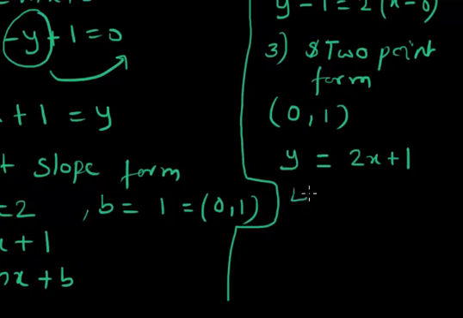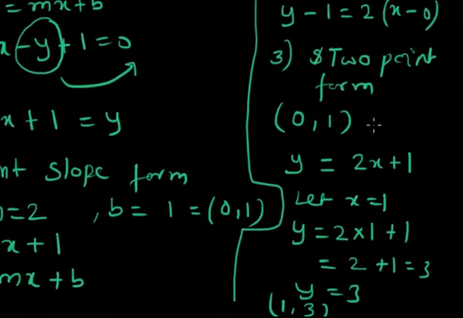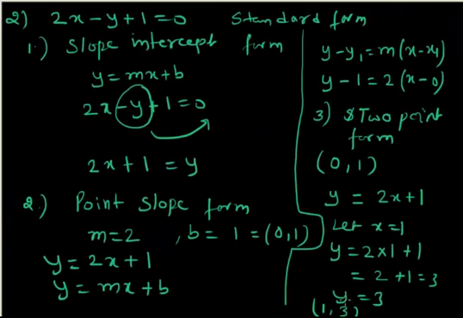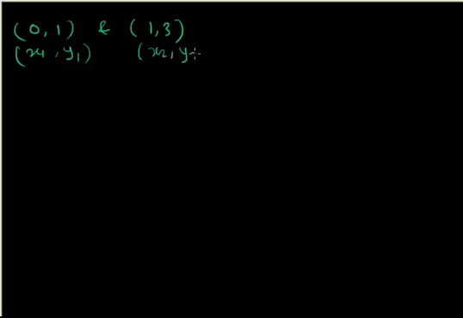Let us suppose x is 1. Let x be 1, so I have y equals 2 times x plus 1. So 2 times 1 is 2, plus 1 equals 3. So y is 3. So the second point is (1, 3). I have (0, 1) and (1, 3). (0, 1) and (1, 3) are my points. So these are x1, y1 and these are x2, y2.